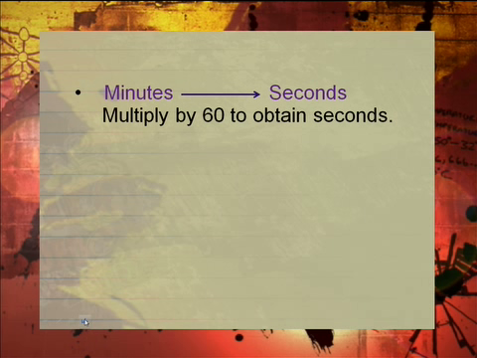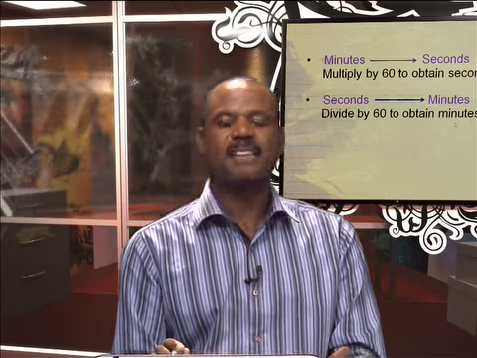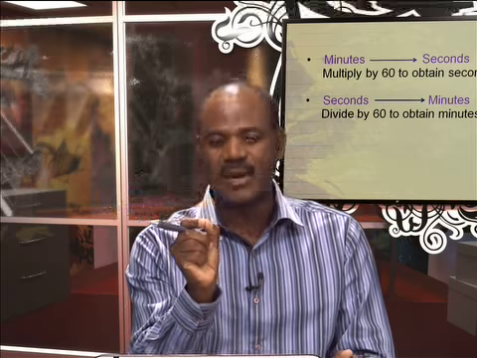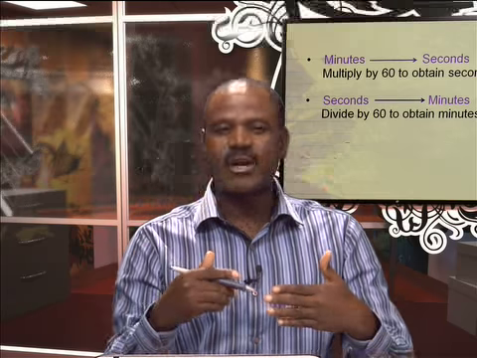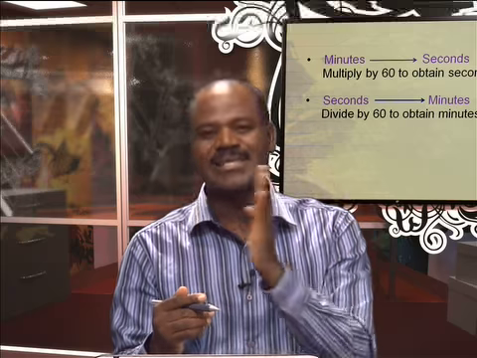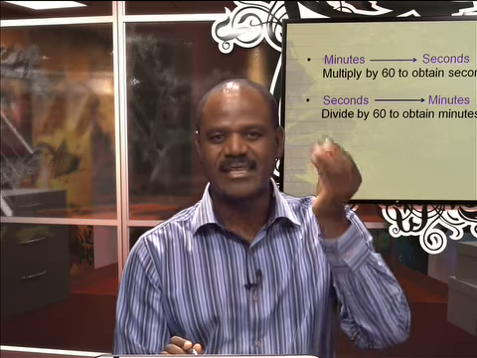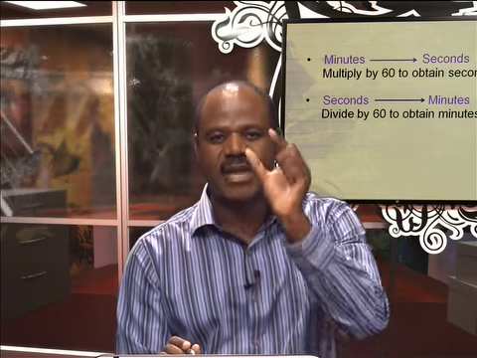Then another thing, we have minutes to seconds. Remember, multiply by 60 to obtain seconds. Then moving from seconds to minutes, you divide by 60 to obtain minutes. Guys, you'll realize that we've got the overall scale of 60. Hours to minutes, multiply by 60. Minutes to hours, you divide. Just like minutes to seconds, multiply by 60. Backwards, divide by 60. The main scale there is 60. 60 minutes make an hour, 60 seconds make a minute.